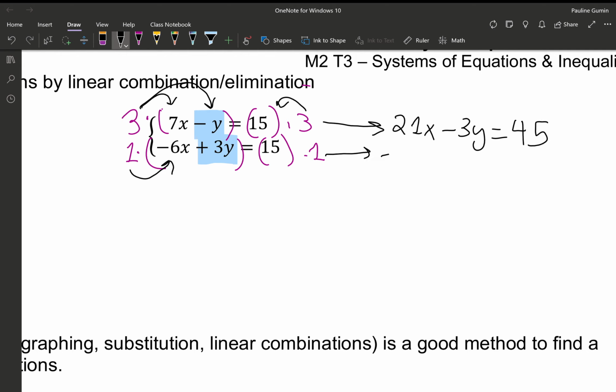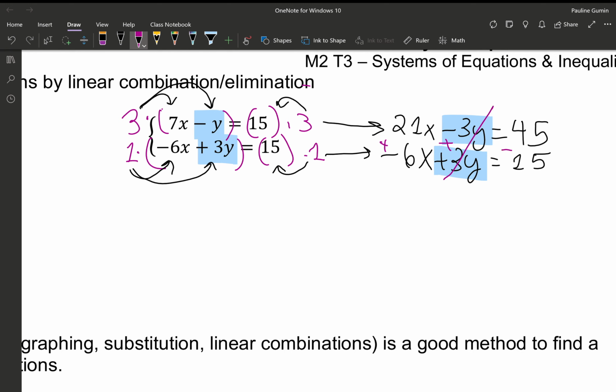1 times negative 6x is negative 6x. 1 times 3y is positive 3y. And 1 times 15 is 15. So let's see, did our y's become opposites? Yes, they did. Fantastic. This means they cancel, and we can add everything going up and down.